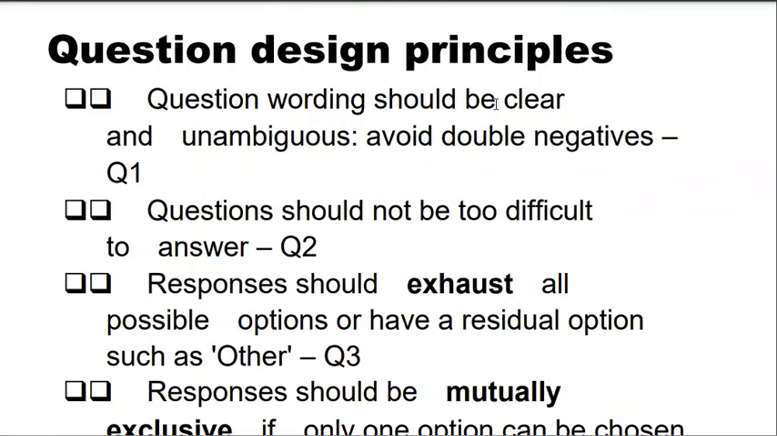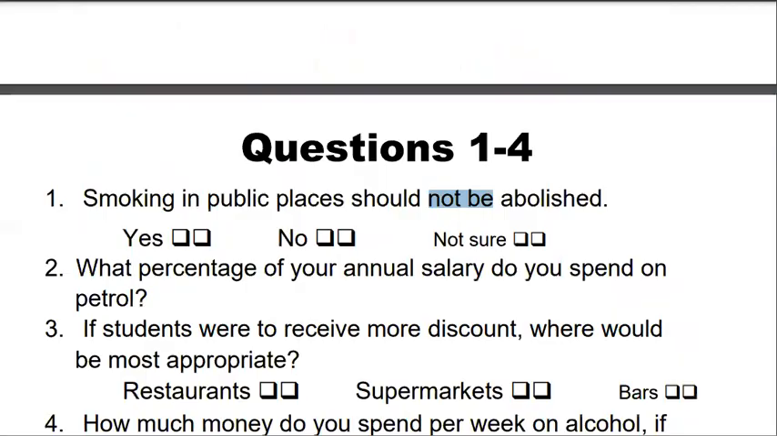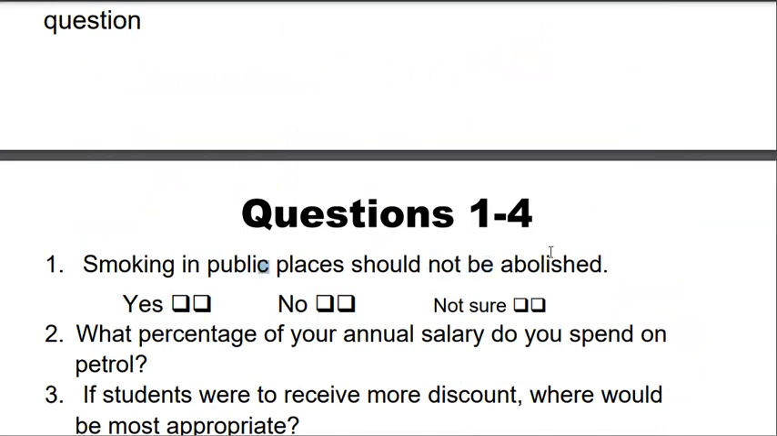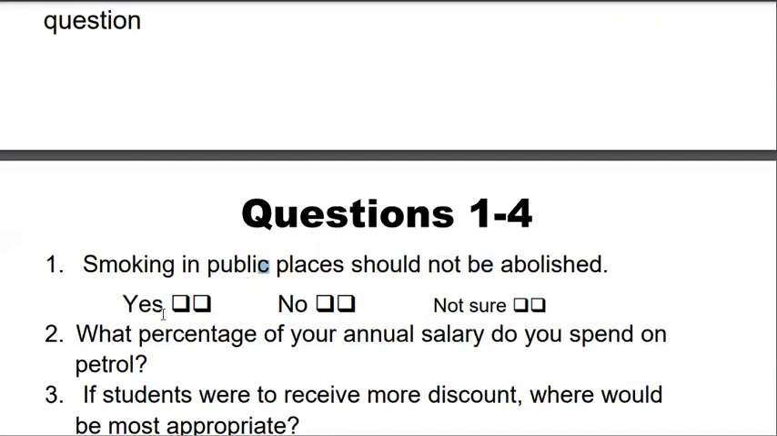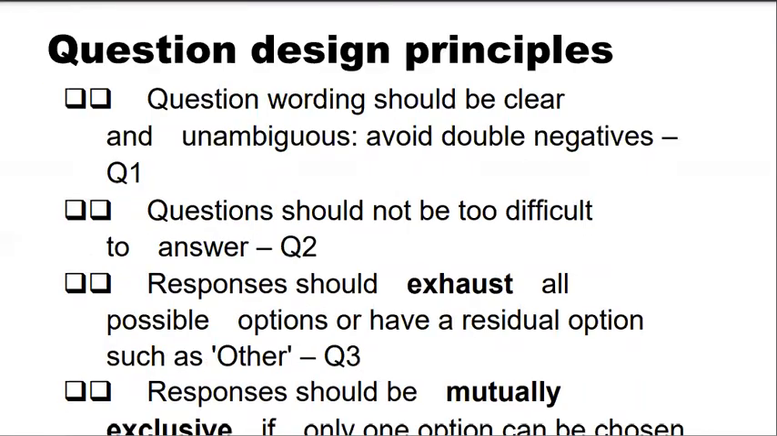So question wording should be clear and unambiguous. Avoid double negatives. That's question 1, what we just looked at. It says, should not be abolished. So this is a negative. You need another negative to become a positive to get the correct answer. Question should not be too difficult to answer. That's question 2. What percentage of annual salary do you spend on petrol? It should not be too difficult.